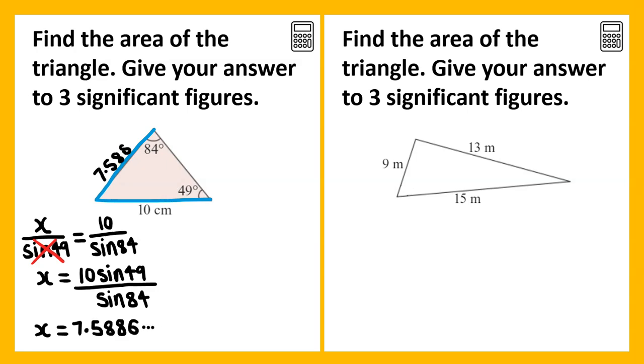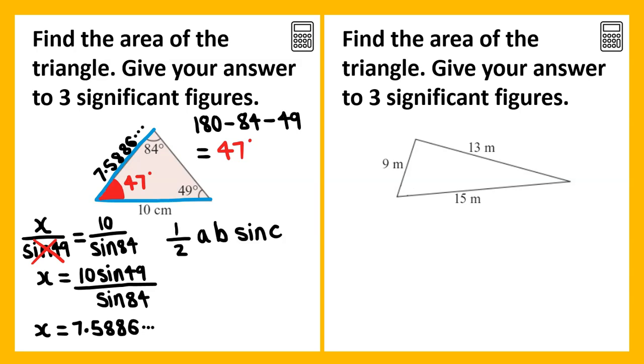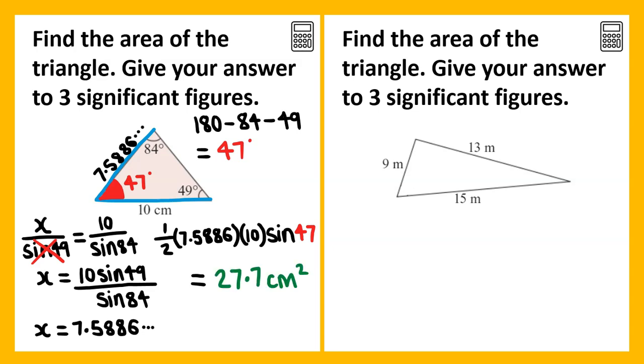7.5886. Now I know this length, I can find the missing angle inside the triangle using angles in a triangle add up to 180 degrees. Subtract the other two angles to give us 47 degrees. That means the angle formed between the two lengths is 47. And now I can use half AB sine C, where A and B are 7.5886 and 10, and the angle formed between them is 47. Typing this into my calculator and rounding to three significant figures gives me 27.7 centimeters squared.